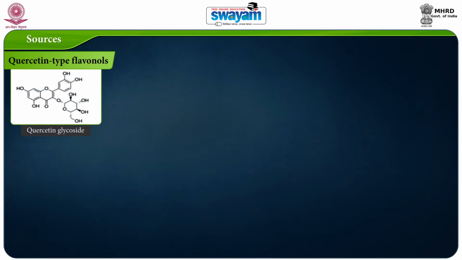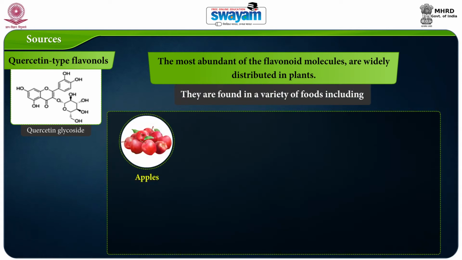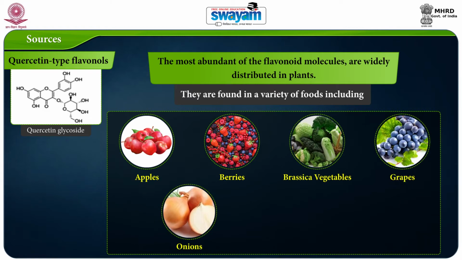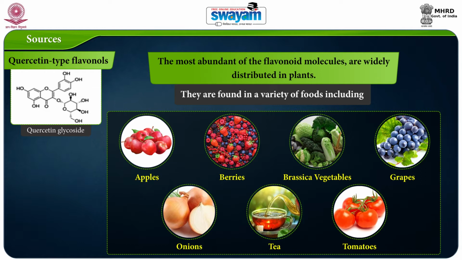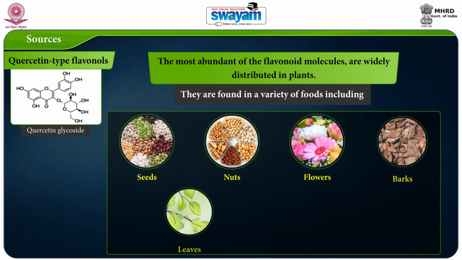Learners, let's now understand sources of quercetin. Quercetin is a type of flavonol, primarily present as quercetin glycosides. The most abundant of the flavonoid molecules, they are widely distributed in plants. They are found in a variety of foods including apple, berry, brassica vegetables, grapes, onion, tea and tomatoes, as well as many seeds, nuts, flowers and leaves.